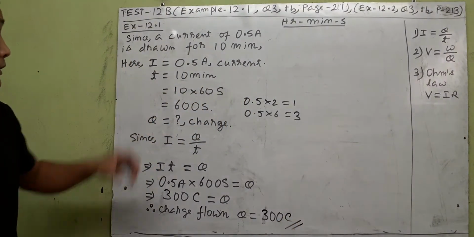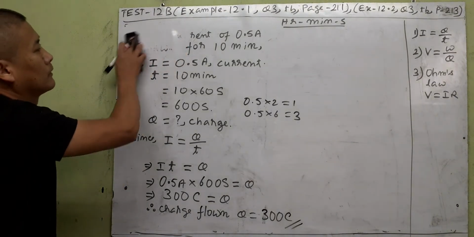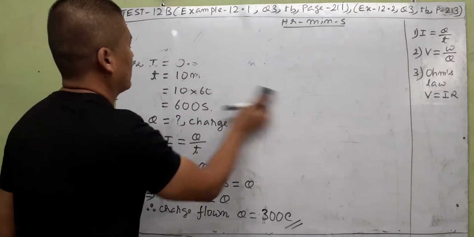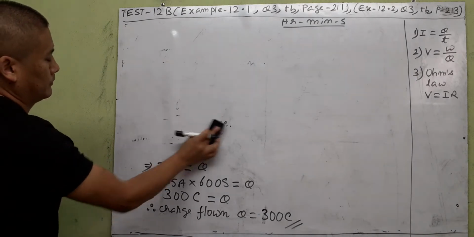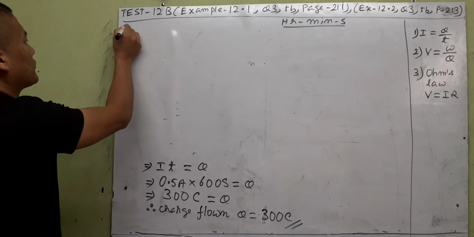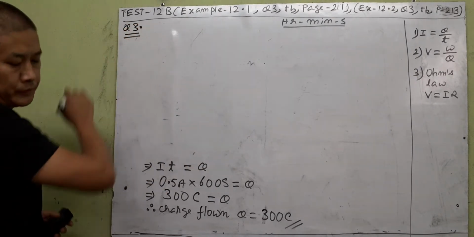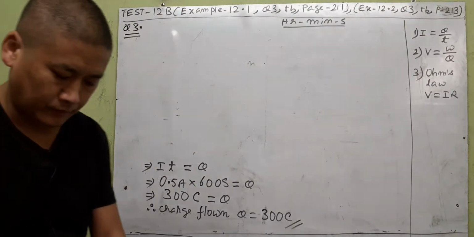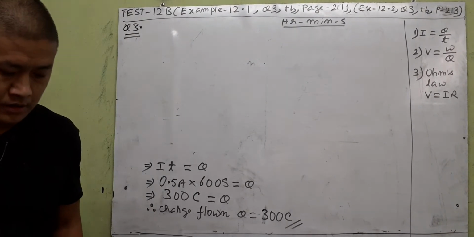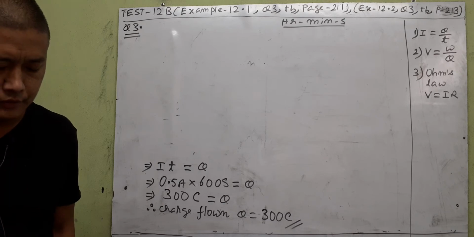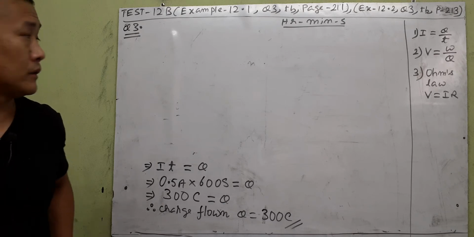So that is the first question. Okay, the next one, as we go on, question number 3. Listen carefully as we do. Page 211, sorry. Calculate the number of electrons constituting 1 coulomb of charge.